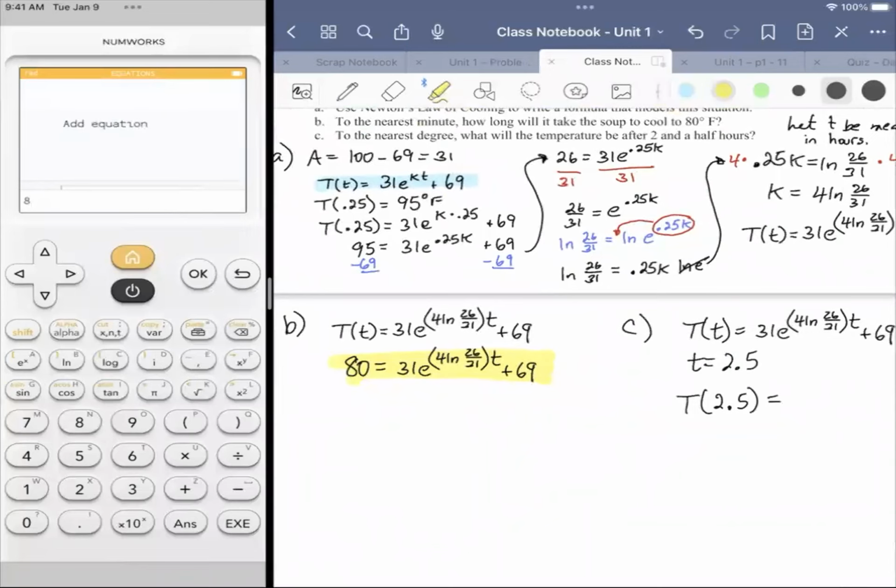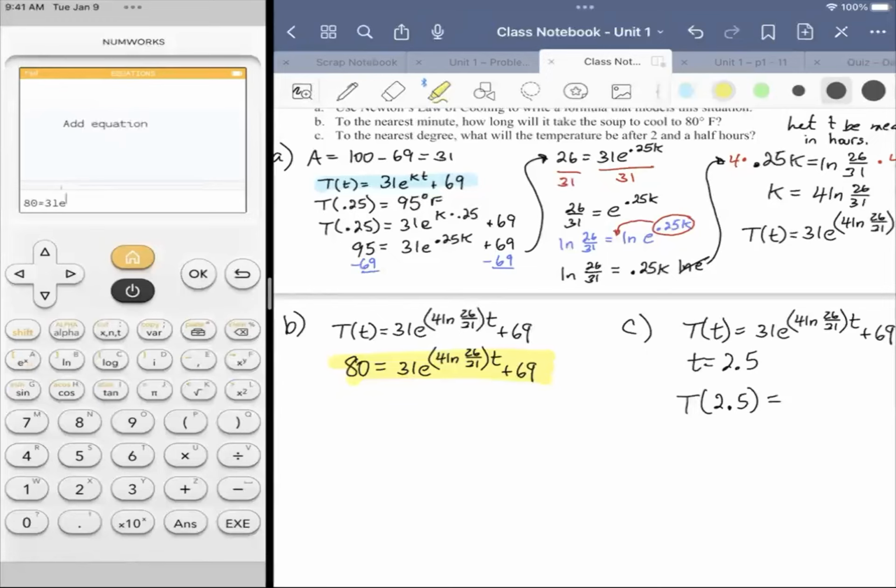All right, so I'm going to hit OK to pop the equation in. So 80 equals, we do that by hitting Shift, pi, type in the 31. Then I need the E raised to a power. If you look carefully right below Shift, there's an E with a built-in power function. So a power tool, I guess.